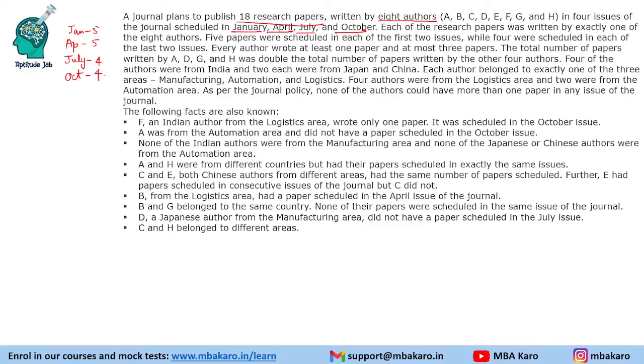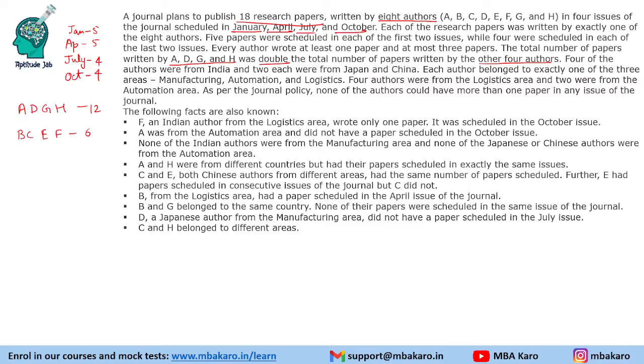So total 18 papers, and the total number of papers written by A, D, G and H was double the total number written by the other 4 authors. Okay, so there are a total of 18 research papers. So that means ADGH will write 12 papers and the remaining B, C, E and F will write 6 papers.